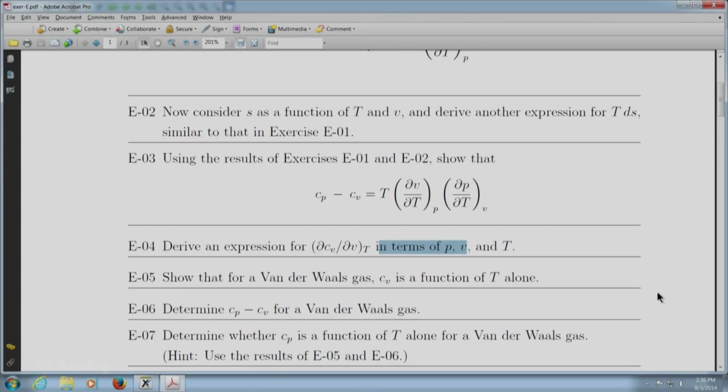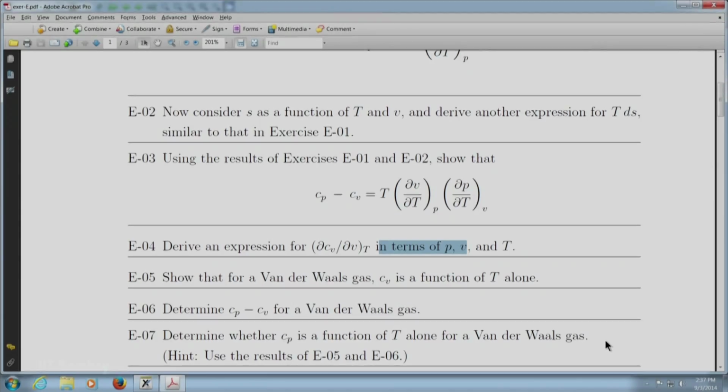The next exercise asks you to determine Cp minus Cv for a van der Waals gas. That is easy to do. We have an expression for Cp minus Cv in terms of P, V, T. So substitute the van der Waals equation of state and you will get an expression for Cp minus Cv, and check whether that expression is a function of T alone or depends on V or P also apart from T.